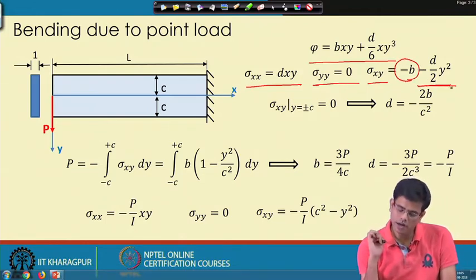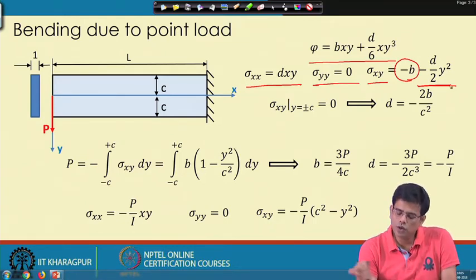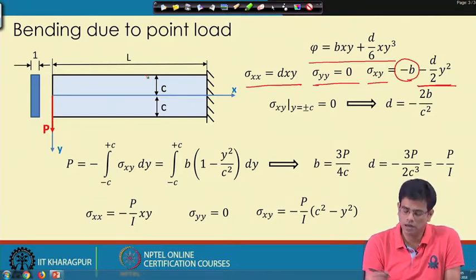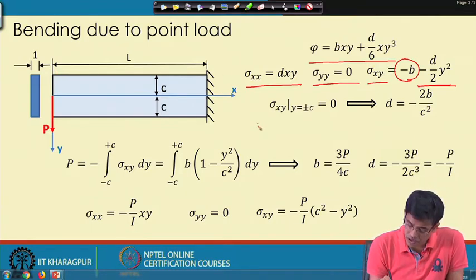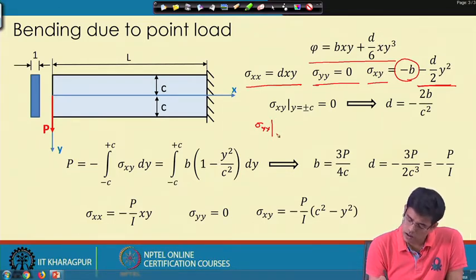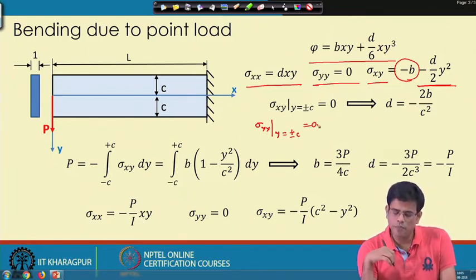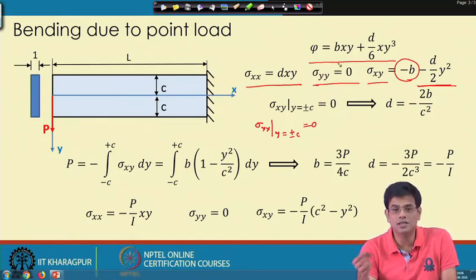So, now if you carefully look, this already satisfies the conditions, that is sigma yy at y equals to plus minus c equals to 0. This already satisfies this phi, which is sigma yy is essentially 0.